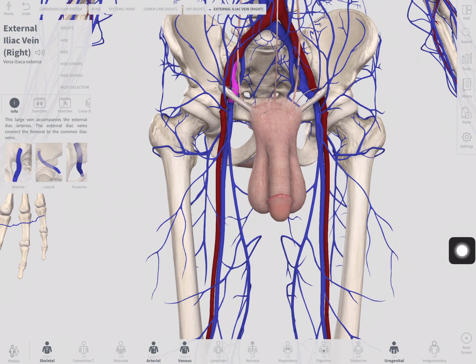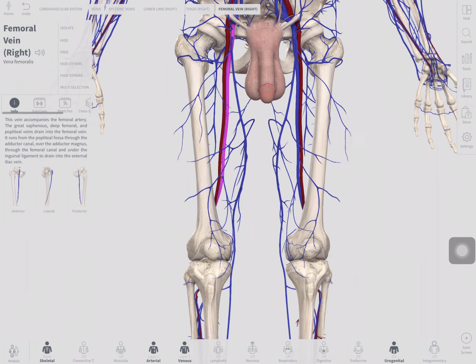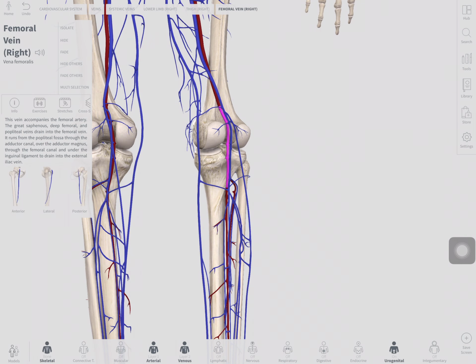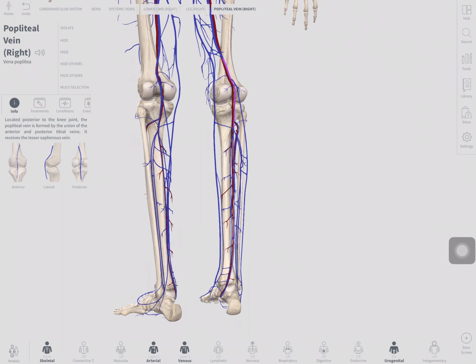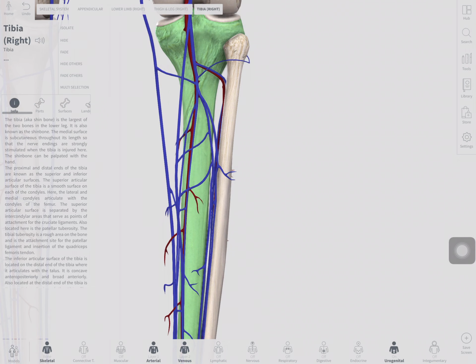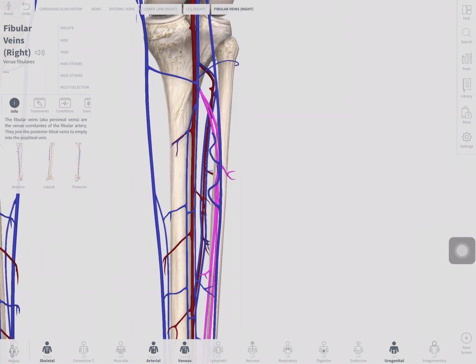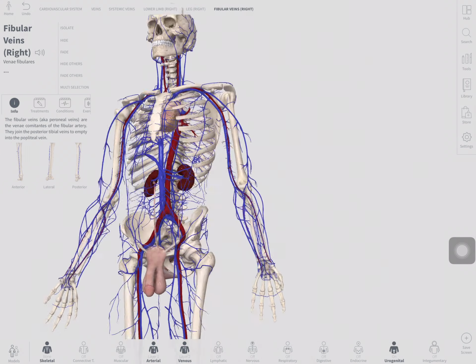Okay, then like this femoral artery, you have the femoral vein. Then like this popliteal artery, you have the popliteal vein. This is the popliteal vein. Likewise, like the posterior tibial artery, you have the posterior tibial vein. This is the posterior tibial vein and the fibular vein. Now I am going to focus only on the superficial veins.